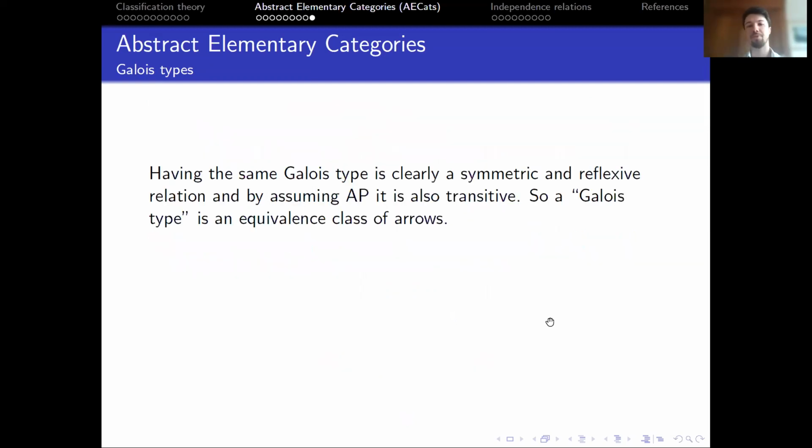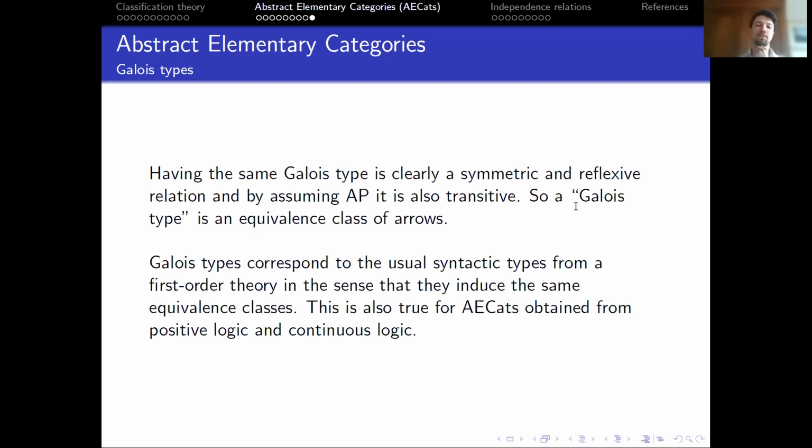And it should be clear from the definition that having the same Galois type is symmetric and reflexive. And by assuming the amalgamation property, it's also transitive. That should be really a back of the envelope kind of argument. So a Galois type as an object is just an equivalence class of arrows.